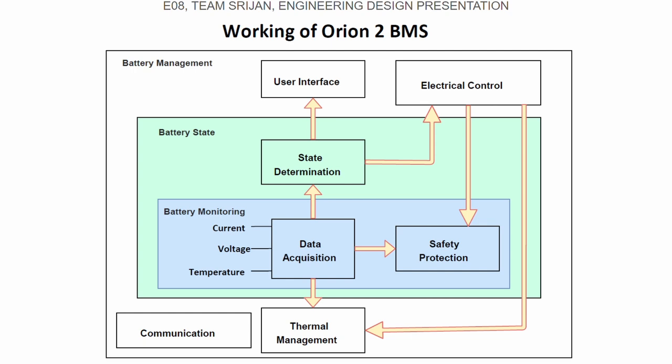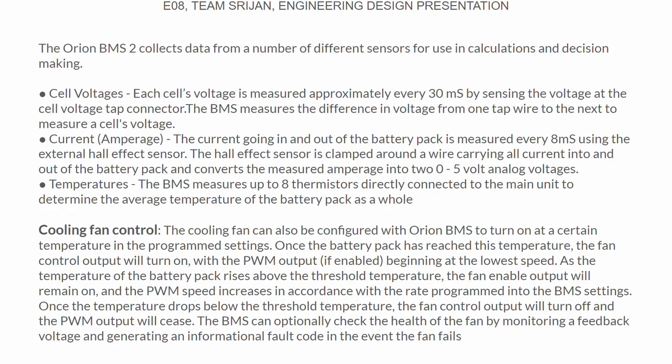Working of Orion BMS2. This diagram here gives a schematic representation of the working of Orion 2 BMS. We would also like to highlight that due to our limited experience and expertise, we did not go for any custom-made BMS. The Orion BMS2 gathers data on cell voltages, current, and temperatures for monitoring and decision making. It measures cell voltages every 30 milliseconds, current every 8 milliseconds using a Hall effect sensor, and temperatures using thermistors connected to the main unit. This data helps ensure safe and efficient operation of the battery pack.